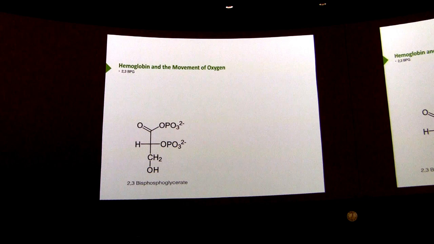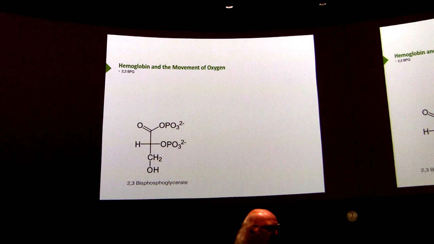There's even more. This molecule you see on the screen is a really amazing molecule, and most people I've talked to have never heard about it. 2,3-bisphosphoglycerate, more commonly called 2,3-BPG. 2,3-BPG is another product of rapidly metabolizing cells. We'll see why when we talk about glycolysis, why it's produced by rapidly metabolizing cells. And it's not produced very much by non-rapidly metabolizing cells.